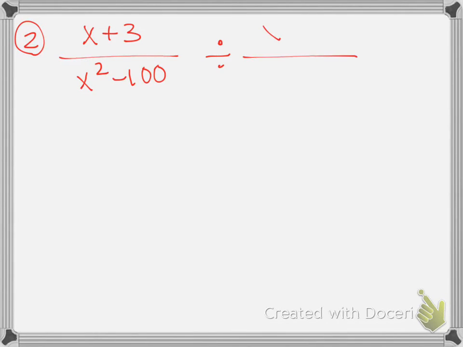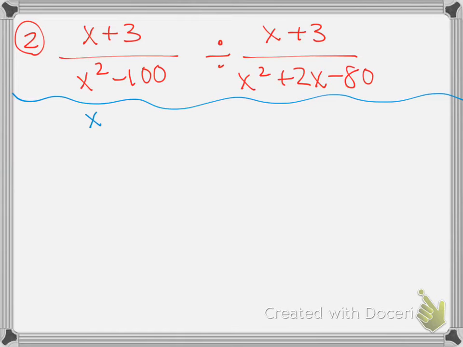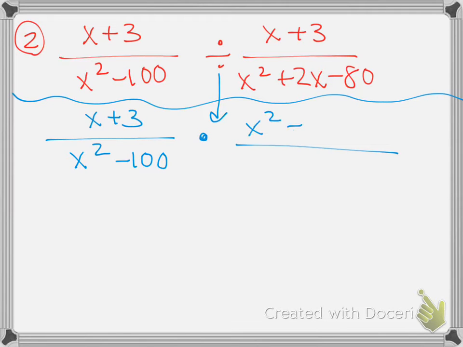The second example is x plus 3 over x squared minus 100 divided by x plus 3 and x squared plus 2x minus 80. So again, our first step is to multiply by the reciprocal. So I'm going to keep the first one, x plus 3 over x squared minus 100. Change to multiplication, flip the second one, and look for any factoring that you can do.